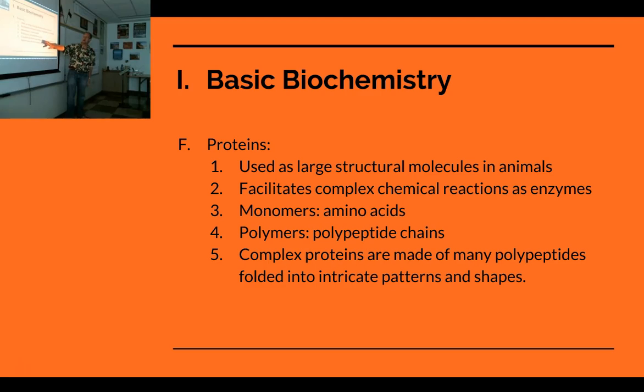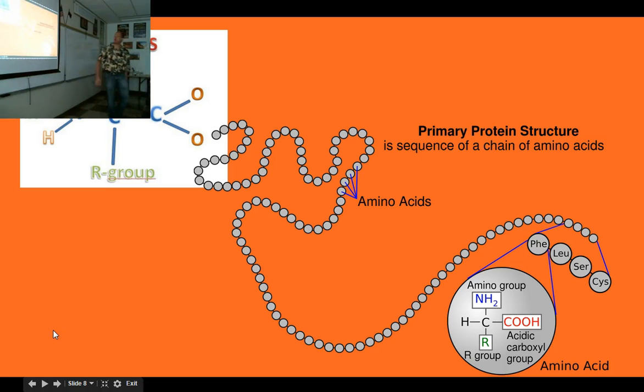Okay, and then proteins are not just usually one polypeptide. Usually a protein is several polypeptides that have been woven and folded and smashed together in complex patterns to make the functional protein. And so it actually has 4 levels of complexity, and I'll show you a picture of that. So some pictures for you.